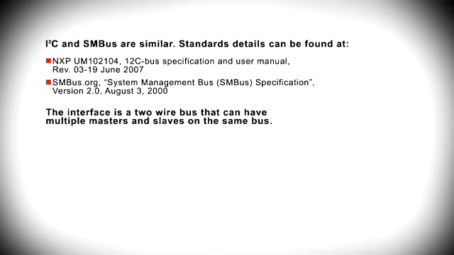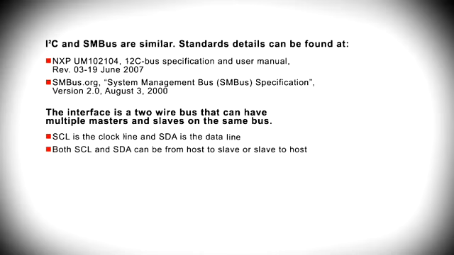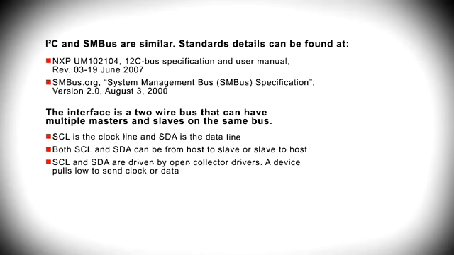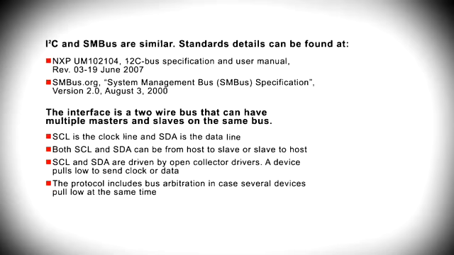The interface is a two-wire bus that can have multiple masters and slaves on the same bus. SCL is the clock line and SDA is the data line. Both SCL and SDA can be from host to slave or slave to host. SCL and SDA are driven by open collector drivers. A device pulls low to send clock or data. The protocol includes bus arbitration in case several devices pull low at the same time.